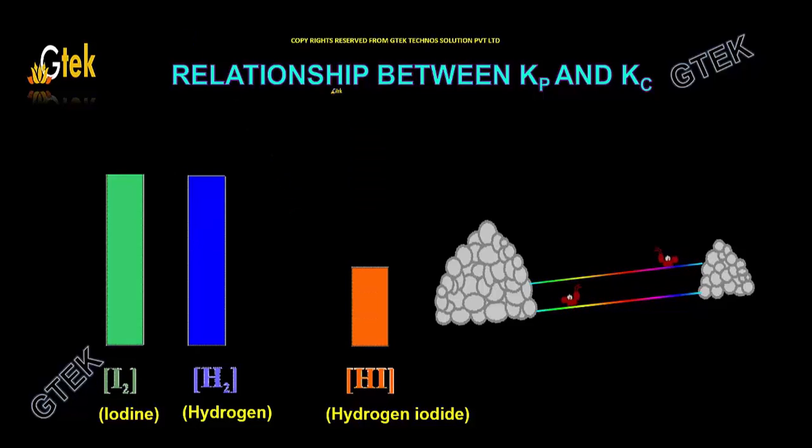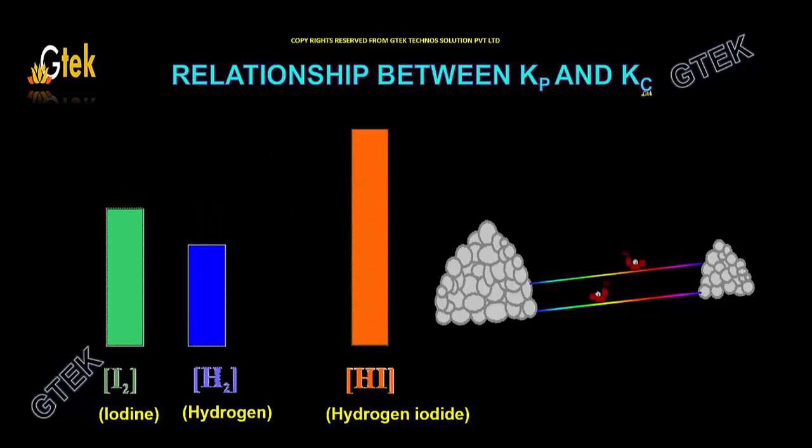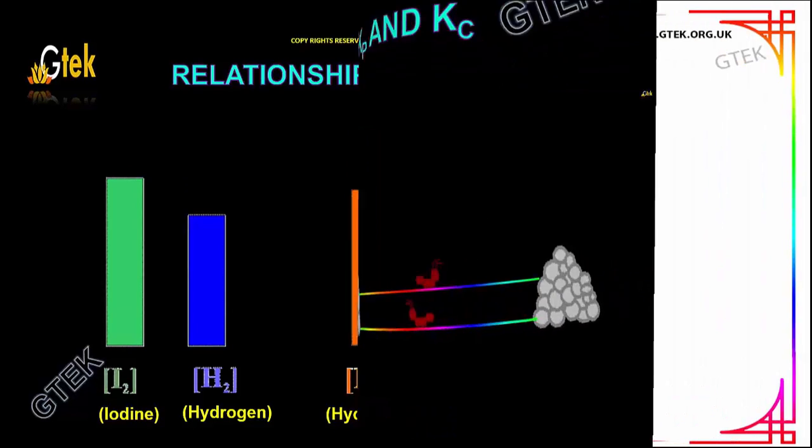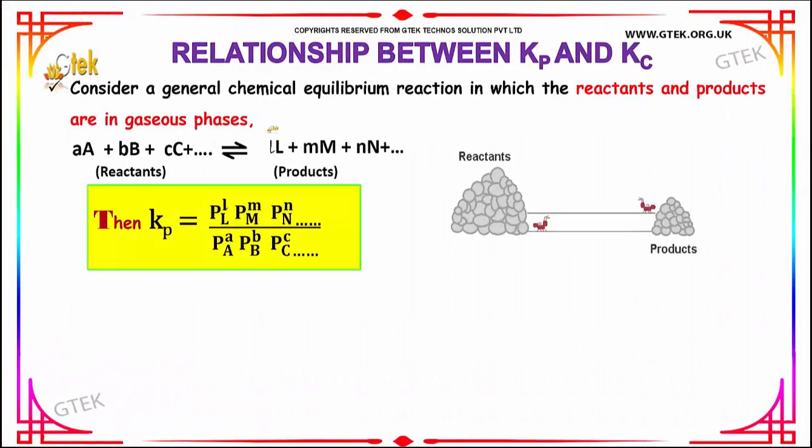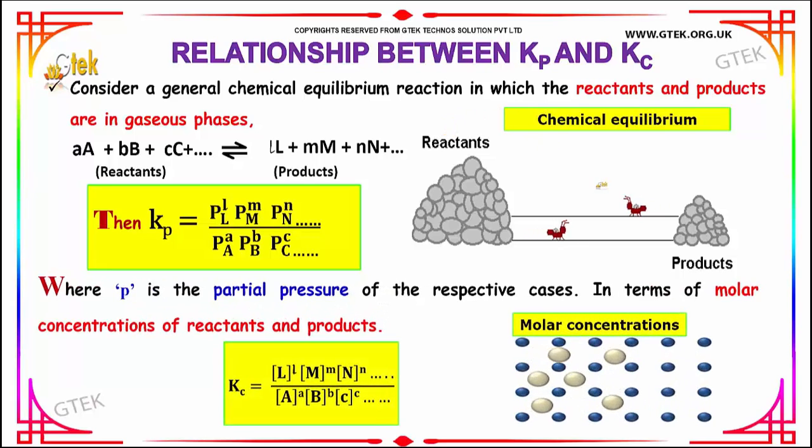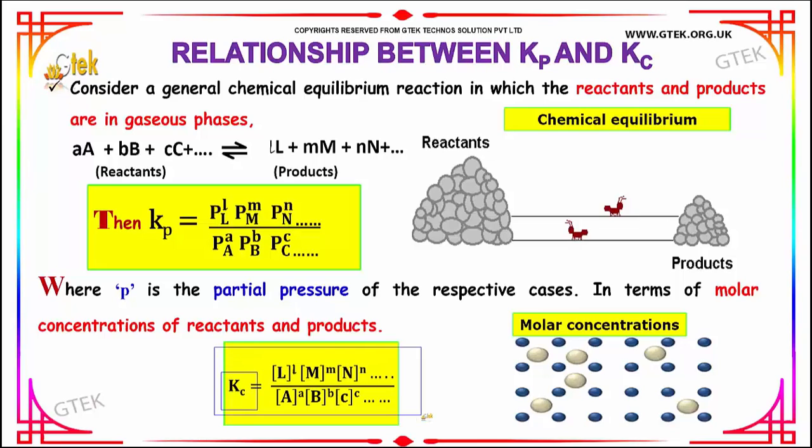The relationship between the Kp value and Kc value. Consider a general chemical equilibrium reaction in which the reactants and products are in gaseous state. Here are the reactants and here are the products. So over here Kp is equal to P_L^l P_M^m over the reactants, where P is the partial pressure of the respective gases. In terms of molar concentration of reactants and products, we get Kc. This is how the equation is.